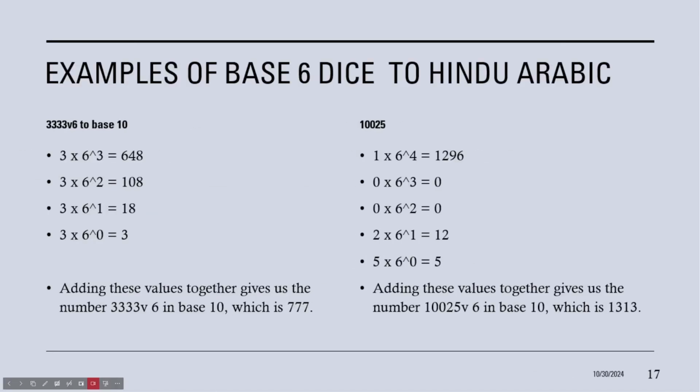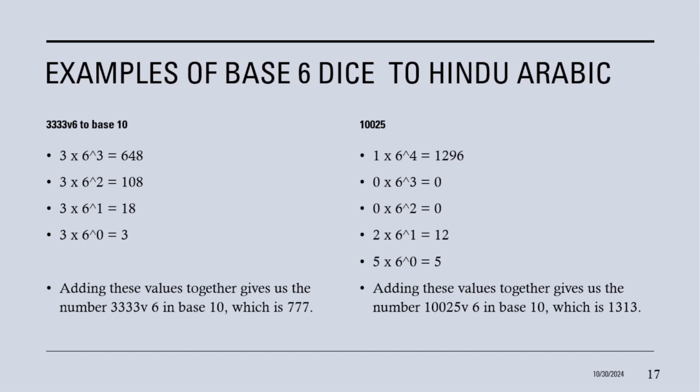Examples of base 6 to Hindu-Arabic. The number 3,333 in base 6 to base 10 would involve multiplying by our base of 6 to the power of the current place value. For example, 3 times 6 to the power of 3 would be 648. And then, continuing on, 108, 18, and 3. Adding these values together gives us the number in base 10, which is 777.